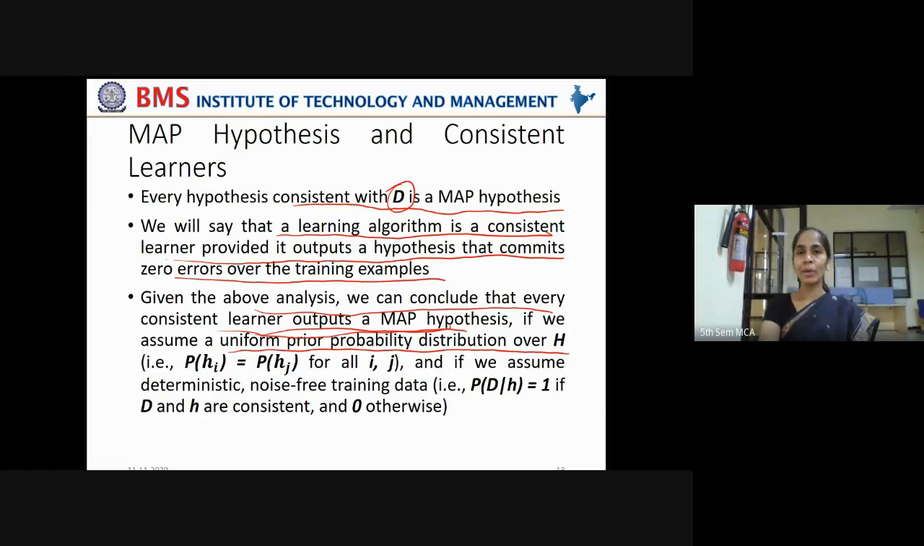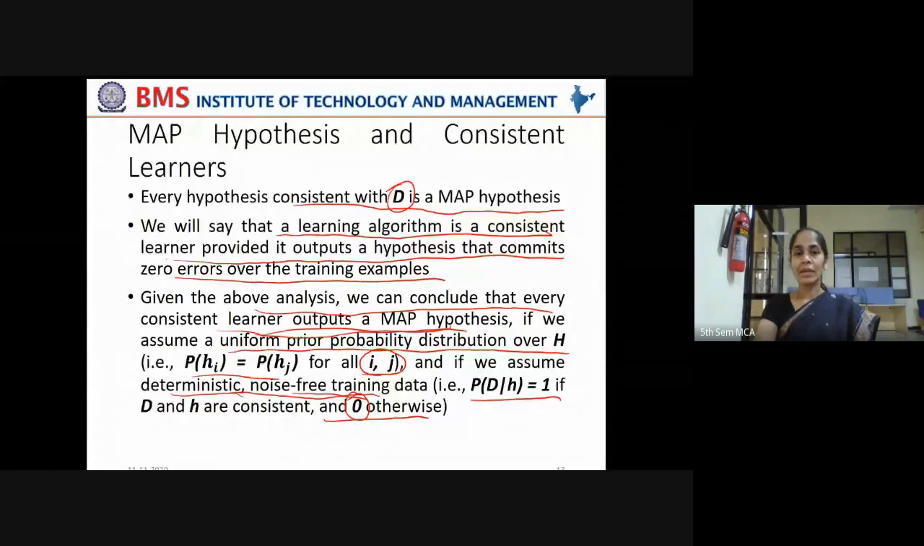What is uniform prior probability distribution? Every hypothesis has the same probability. That is P of Hi equal to P of Hj for all i, j in H. And we assume deterministic, noise-free training data. What is deterministic noise-free training data? The data is not random. It is deterministic. It is static. And if we assume this, then P of D given H equals 1. You have some data that is consistent with the hypothesis. And if it is not consistent with the hypothesis, we assume that as 0.